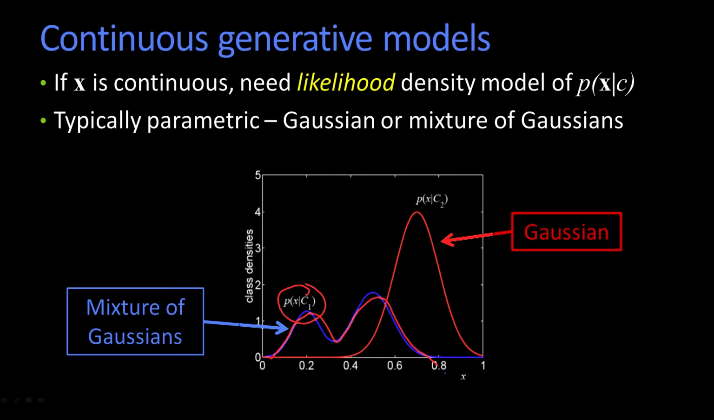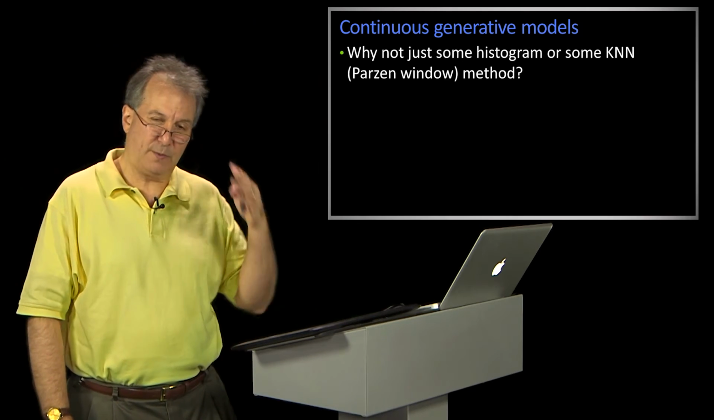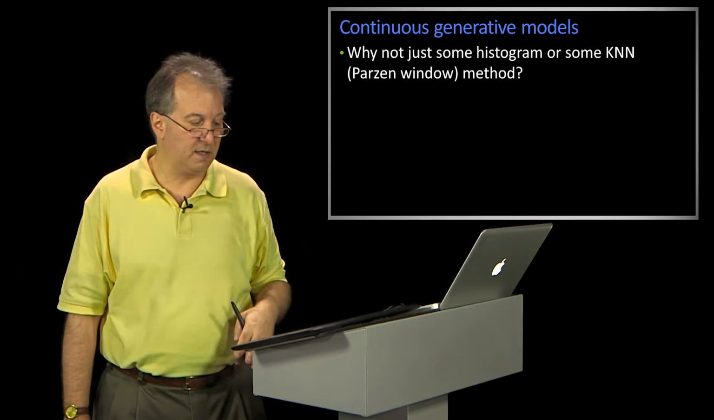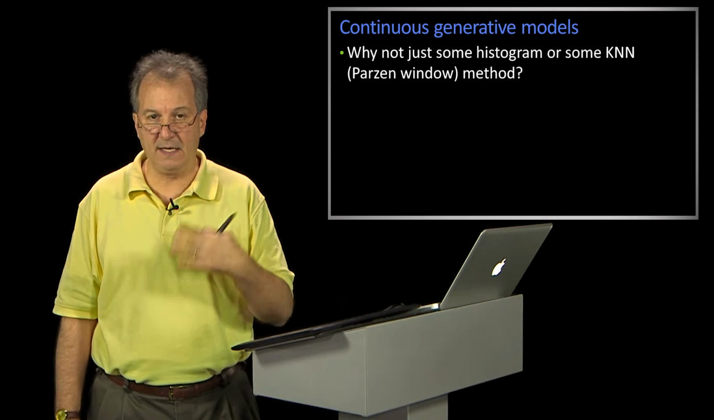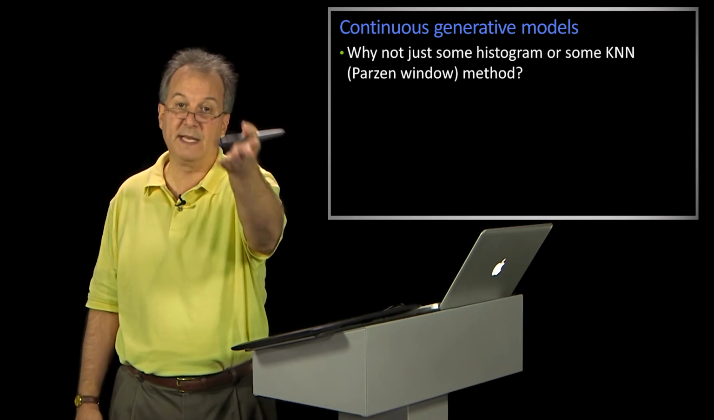So one of the reasons to use these kinds of parameterized distributions is it allows you to use much less data in order to fit your density. So some of you might ask, well, wait a minute, why am I doing this whole continuous fitting? Why not just use something like k nearest neighbor or Parzen window method or something else that you learned in probability class?